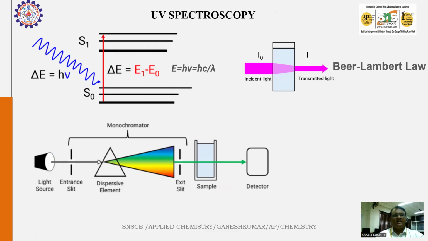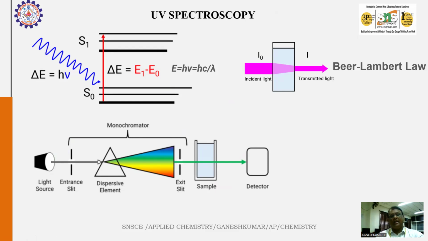So what is delta E? Delta E is the energy difference between the excited state and the ground state. That means we can measure how much energy is being absorbed. That energy is equal to h nu. h is Planck's constant and nu is the frequency of light absorbed. So based on this equation, we can analyze what type of materials or electrons, whether sigma electrons or pi electrons, are present inside that.